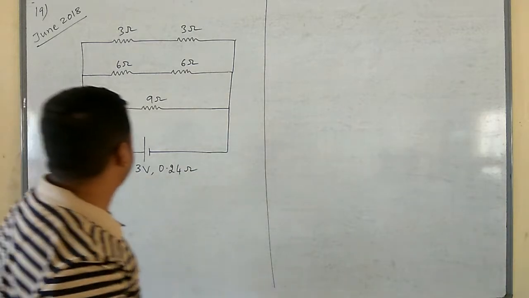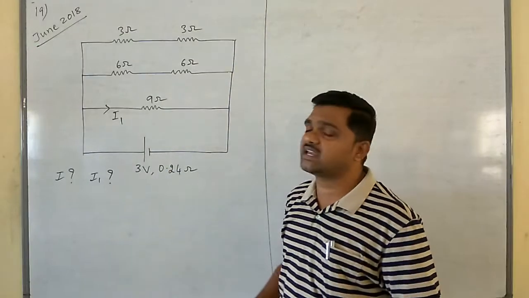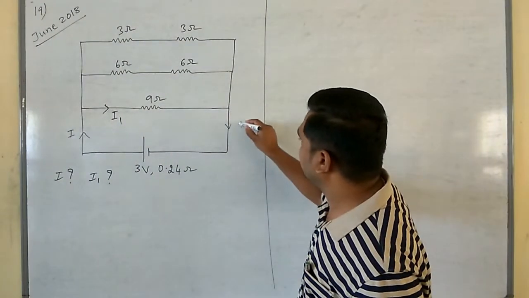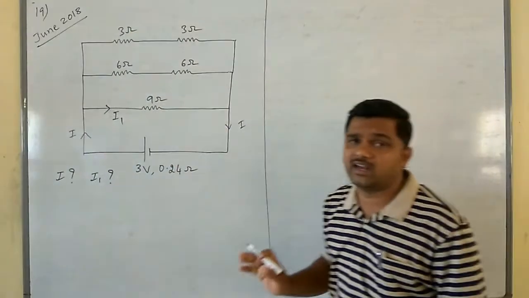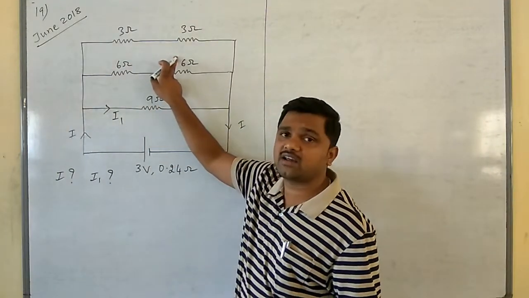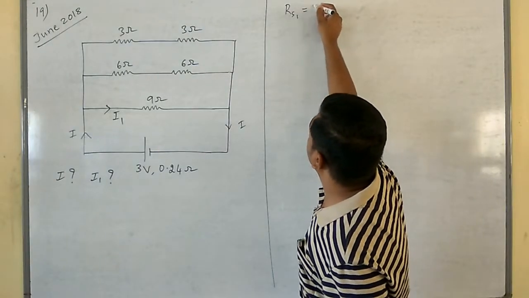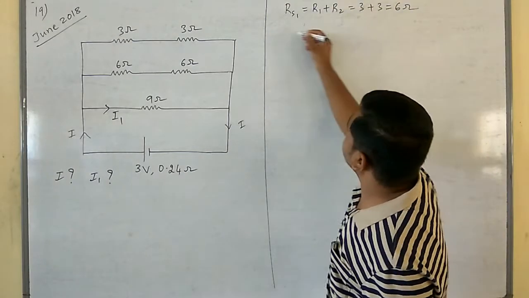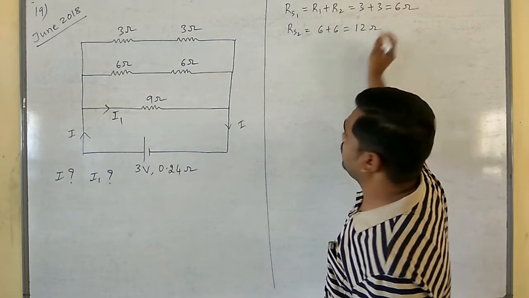What is the procedure first of all to find the main current I? In such circuits, please remember, let I be the total current or main current flowing through the circuit. See here, 3 and 3 are connected in series, hence we get 6. 6 and 6 are connected in series, hence we get 12. Here RS1 is R1 plus R2, which is 3 plus 3, 6 ohm. RS2 is 6 plus 6, 12 ohm.